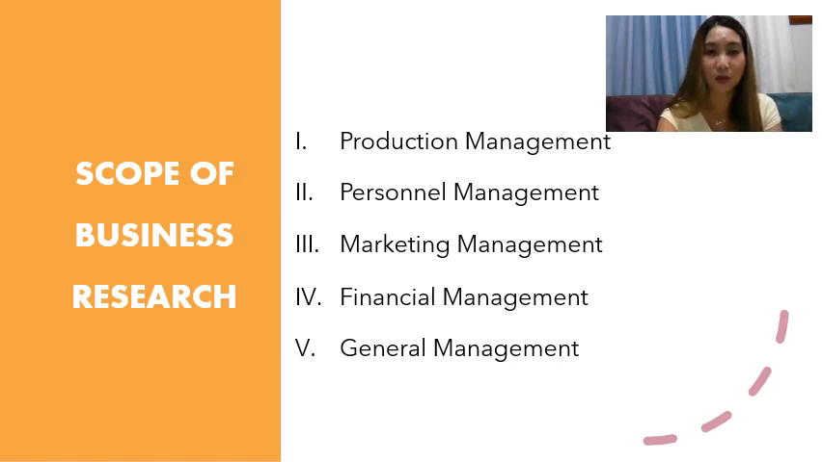Scope of business research. First, we have production management. So in here, product development, diversification, introducing a new product, product improvement, process technologies, choosing a site, new investment, and so on are some of the areas that are researched. Second, personnel management. So in here, research may cover job redesign, organization restructuring, development of motivational strategies, and organizational development.